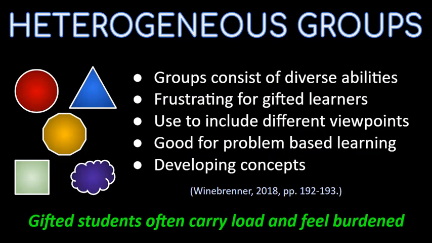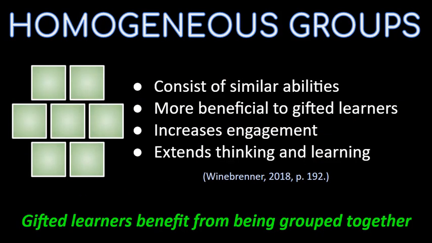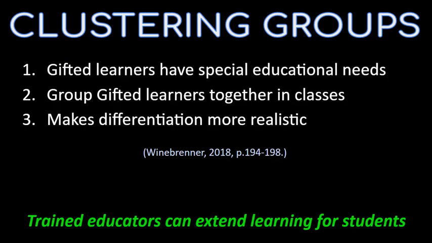And then it talks about heterogeneous groups, grouping students that are different in ability together. And then homogeneous groups. Homogeneous groups are actually more beneficial for gifted learners than heterogeneous groups. It helps to push them, and then they also don't take on that role of giving everyone the answers, which doesn't help them or the students that they're working with. Clustering groups, again, this is grouping students together on ability and putting them all in the same class.